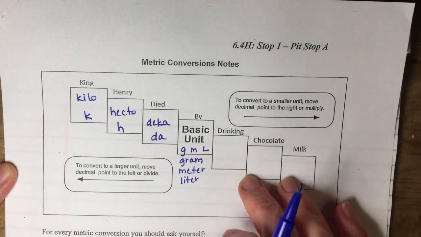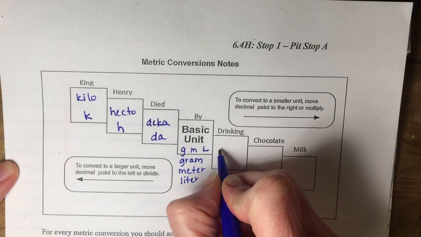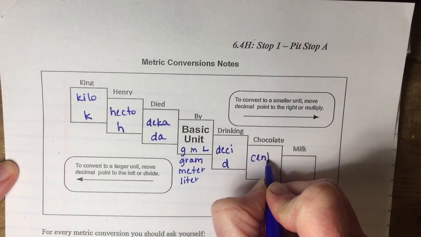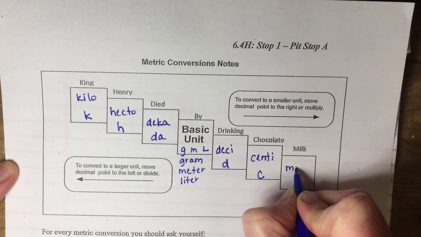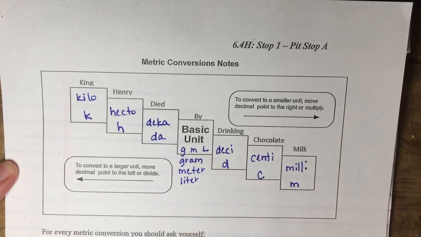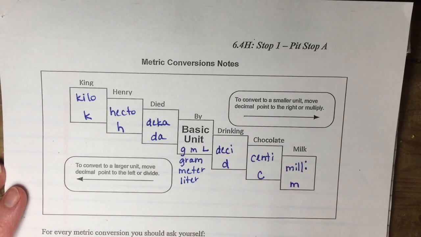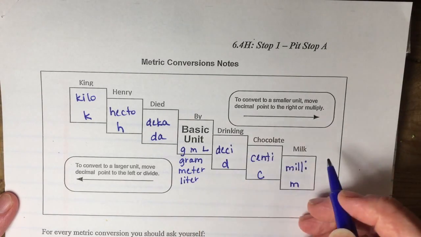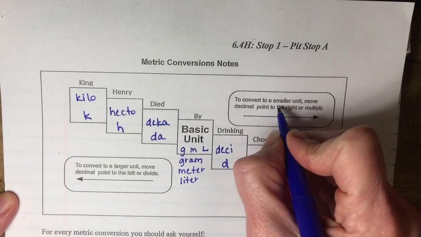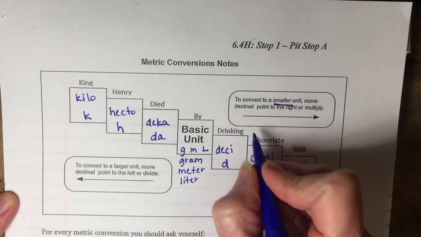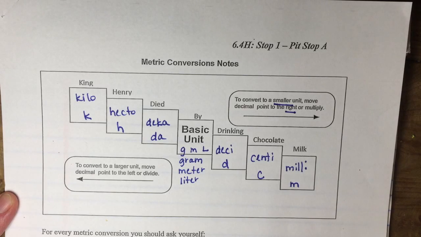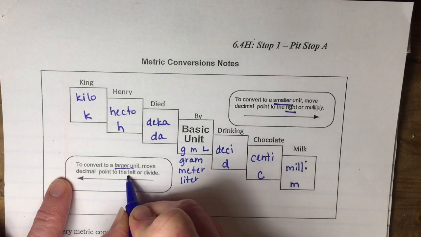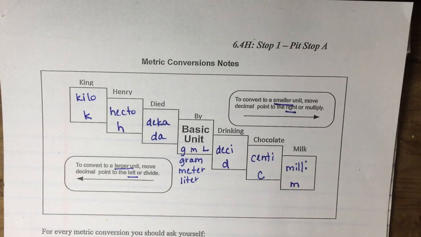If I want to make this unit smaller, then I'm going to use a different prefix. I would use deci, or just D, centi, or C, and milli, or just an M. And so again, if I put the prefix in front of the basic unit, like MM would stand for millimeter. All right, and so from the basic unit, if I'm trying to make a smaller unit, then I'm going to move my decimal point to the right because I'm multiplying. If I'm converting to a larger unit, then I'm going to move my decimal point to the left because actually what I'm doing is dividing by a power of 10.